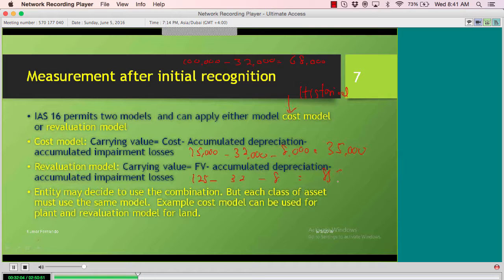So you have to decide. Once you decide, that will remain for all the assets of that category. If you are going for the land revaluation model, all lands will go for the revaluation model. You can't have one land at revaluation, one land at cost model. No. Buildings, if you are going for cost model, all the buildings should be cost model. That's the way you have to do it. That's what IAS 16 permits.